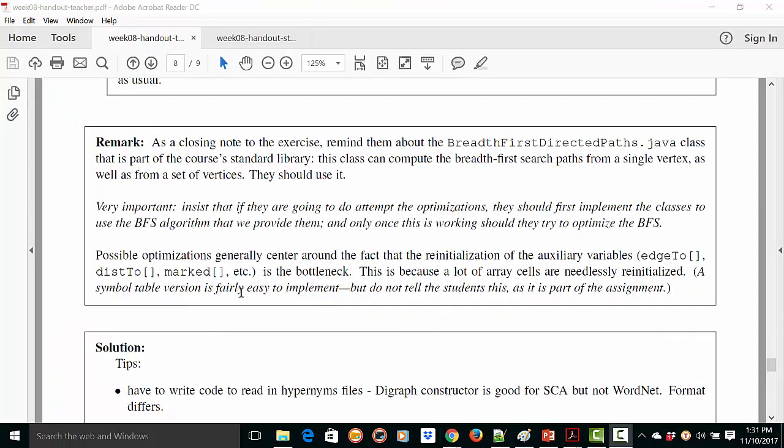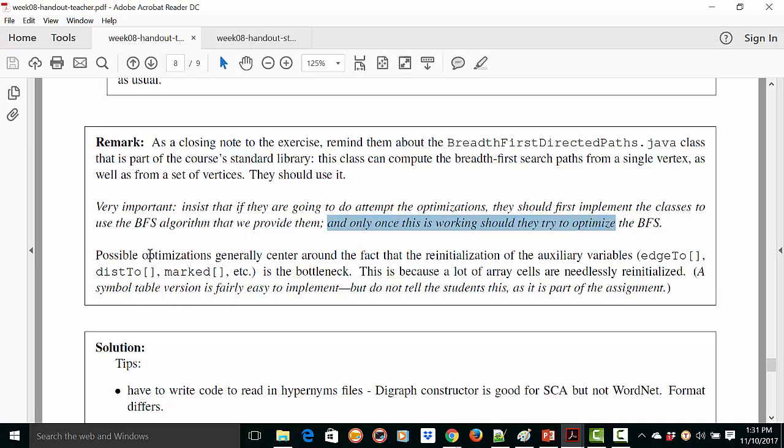All right, so once again, when you do the regular assignment, use the class methods from the class BreadthFirstDirectedPaths. You will find methods for the breadth first search from a single vertex, and also from a set of vertices. So you should use that. Don't do the optimization yet. Do this first. If you're going to attempt the optimization or extra credit, you should first implement the classes using the BFS algorithm that we provide, which is in BreadthFirstDirectedPaths. And then you can try to optimize.